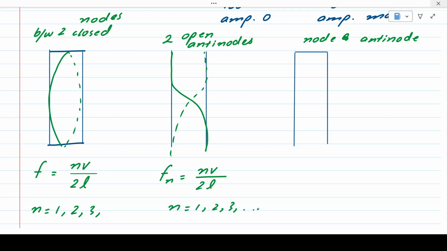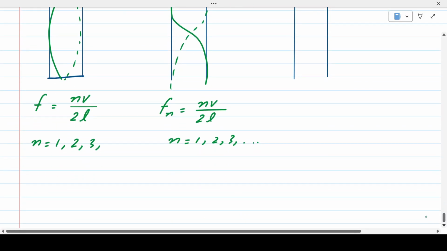And the same formula can also be used to find wavelengths. So for example, you need to find the wavelength of the second harmonic. So you say v equals f lambda, so f equals v over lambda, that equals nv over 2L. Since you need the second harmonic, you get 2 here. v cancels out, 2 also cancels out, so lambda equals L. That's it.